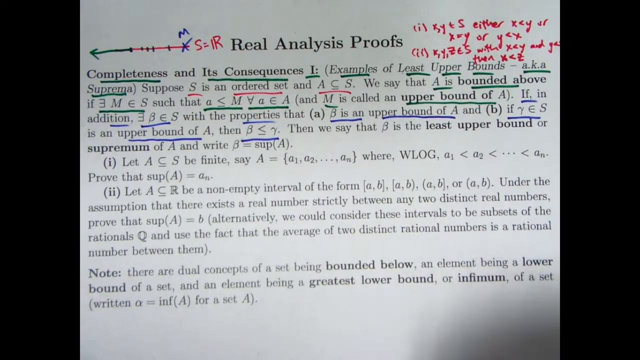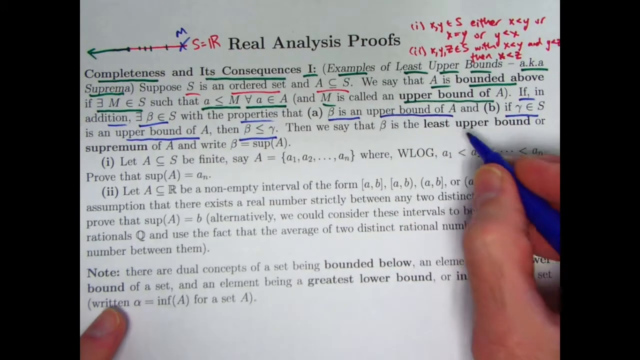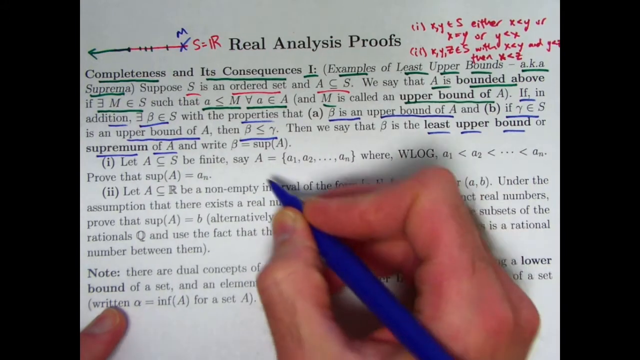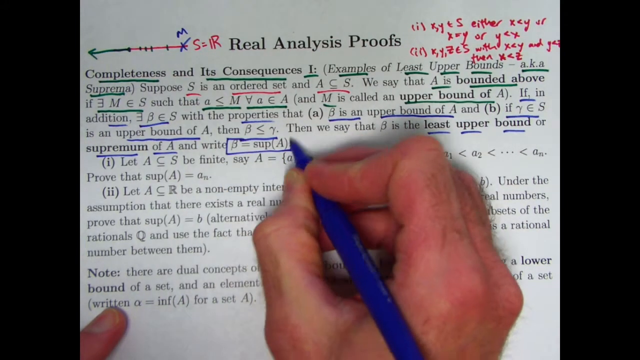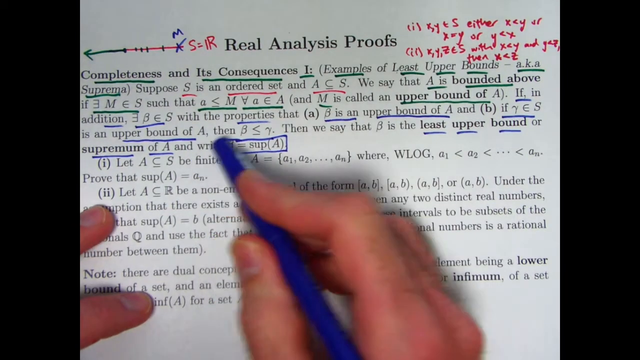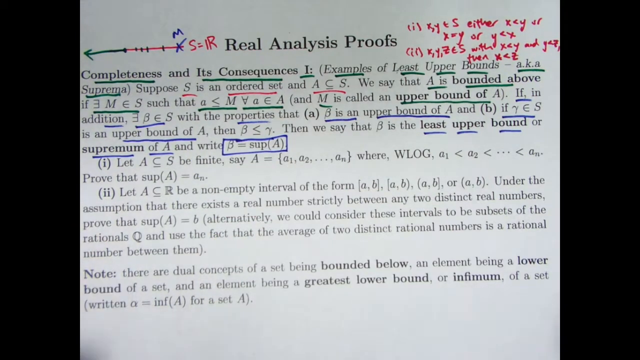So beta is the smallest upper bound of A. We say that beta is the least upper bound or supremum of A, and we write beta equals sup A. Those words, least upper bound, supremum, and even the abbreviation sup, all mean the same thing: an upper bound that is the smallest possible upper bound. Any other upper bound of A is greater than or equal to the least upper bound. The least upper bound is less than or equal to any other upper bound.